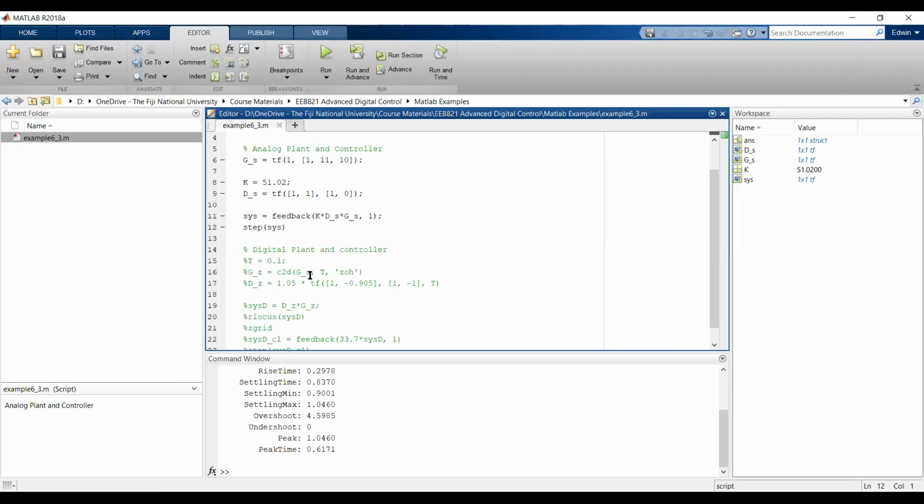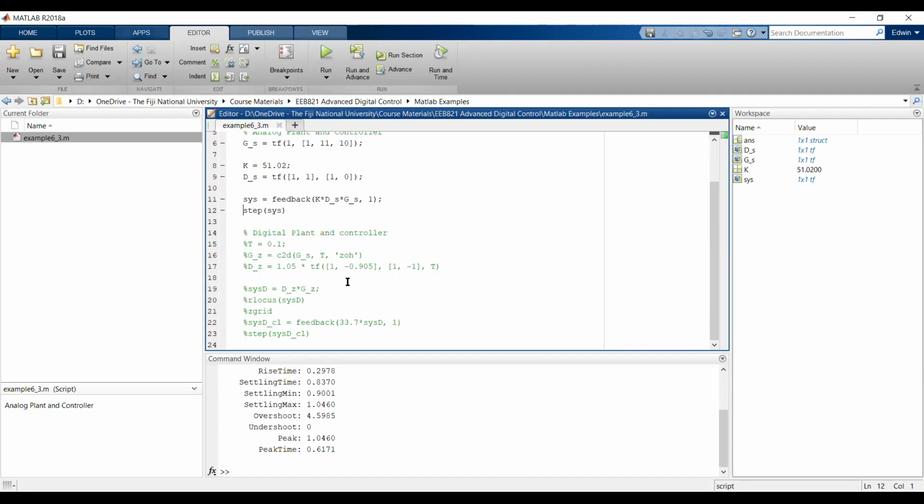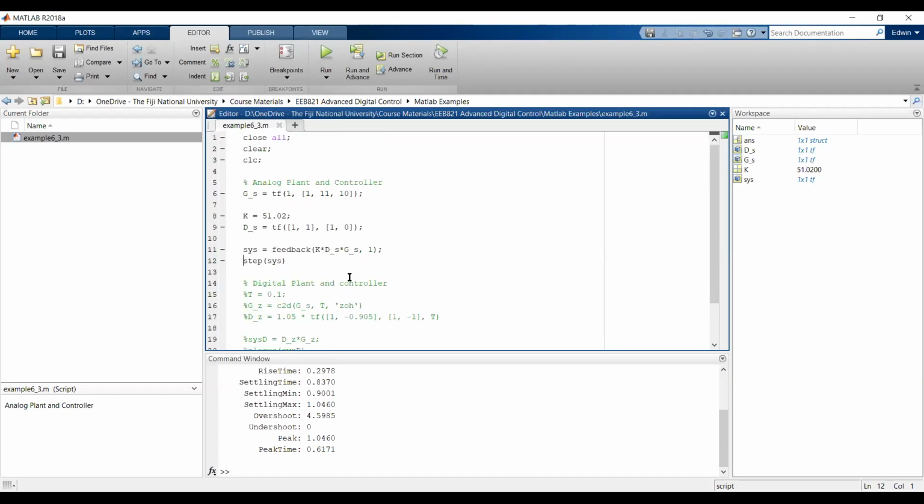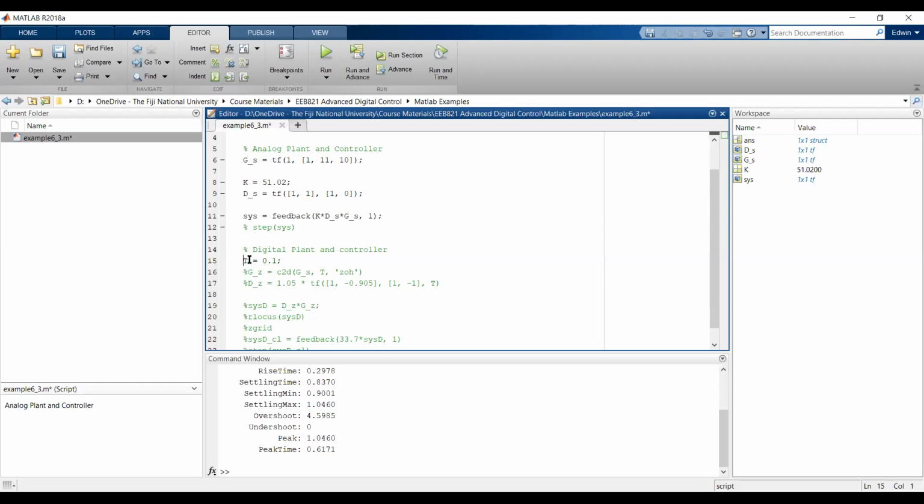Okay, so let me close this figure. Let me comment out the step 6 part. Now the digital plant, for the plant our sampling time is 0.1. My plant, I'm converting it into a digital plant using the c2d function in MATLAB. So Gz is equal to c2d of my Gs, which is my continuous time plant, the sampling time, and I'm using the ZOH method, which is what is used in my notes.